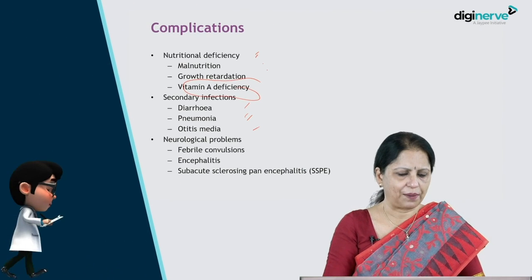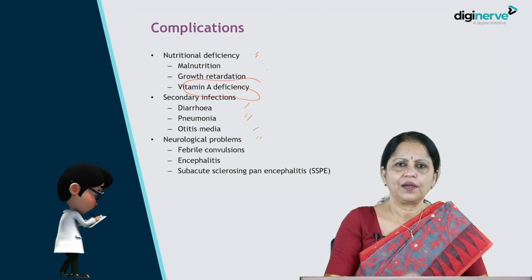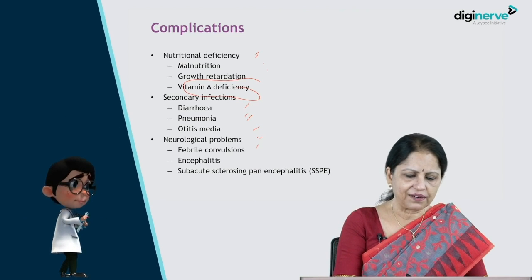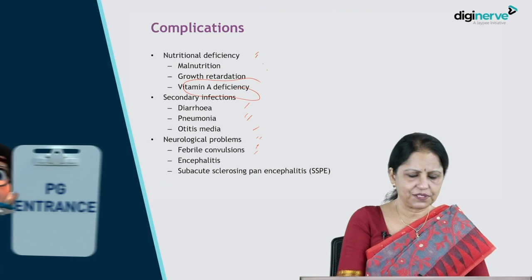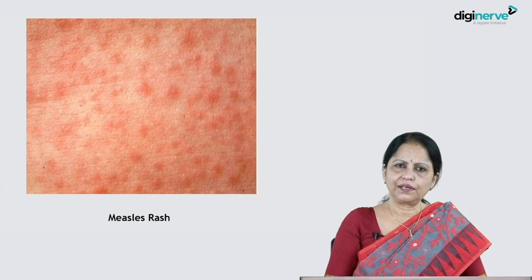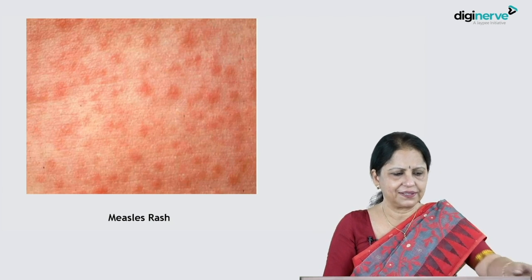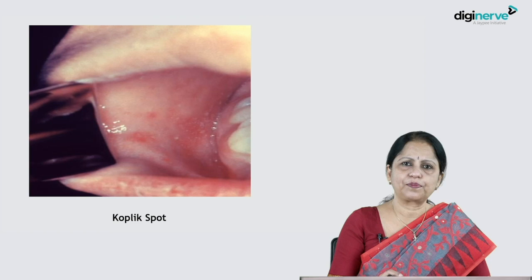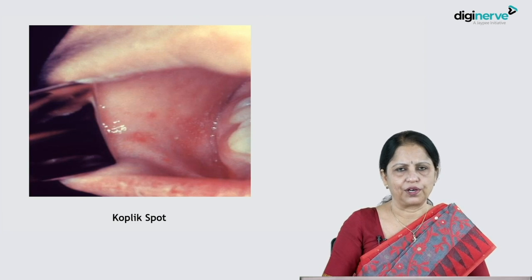Otitis media also happens. And neurological problems can happen, that is febrile convulsions, encephalitis, and a very specific feature, though not very common, subacute sclerosing panencephalitis may occur. So this is the kind of rash that happens in measles. And this is Koplik spots. It appears opposite the lower second and third molar teeth.